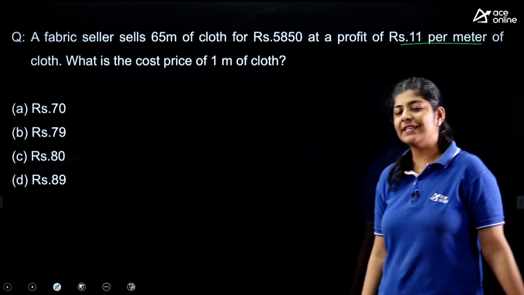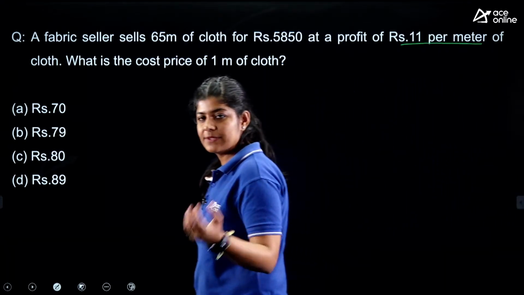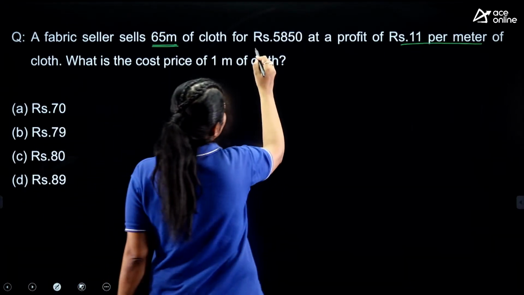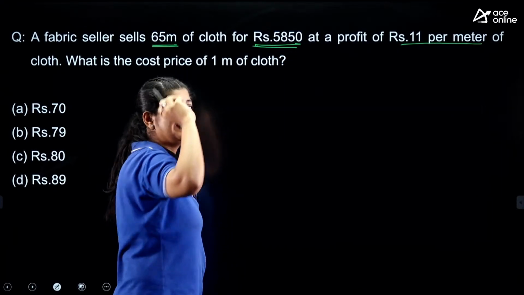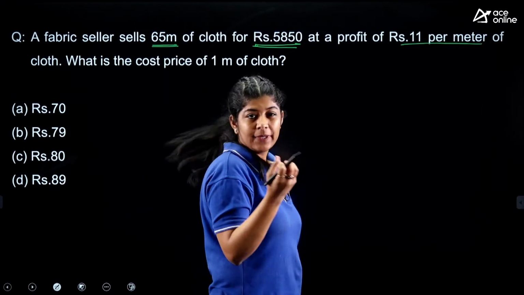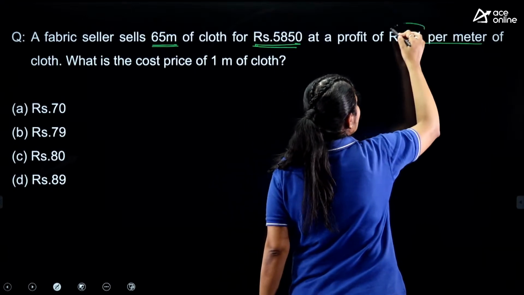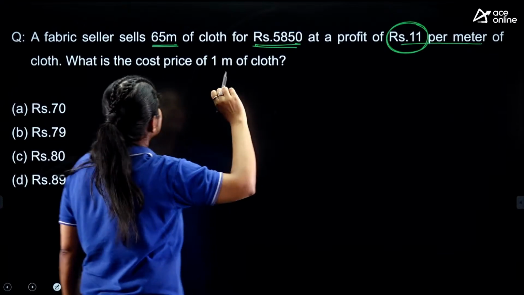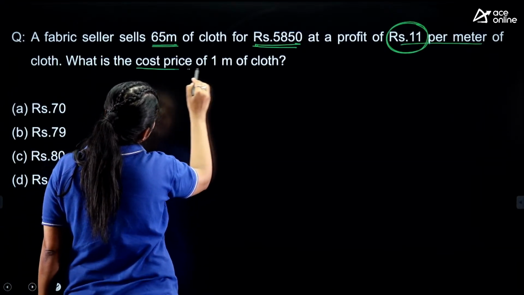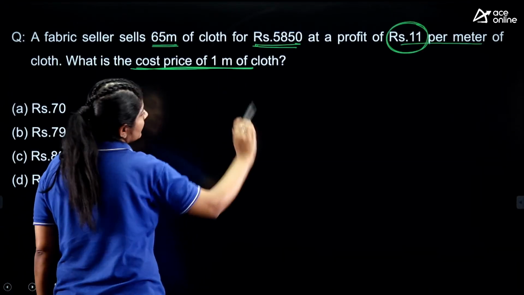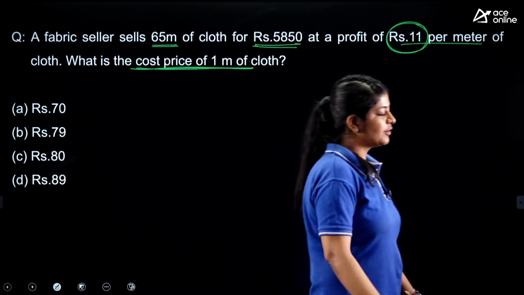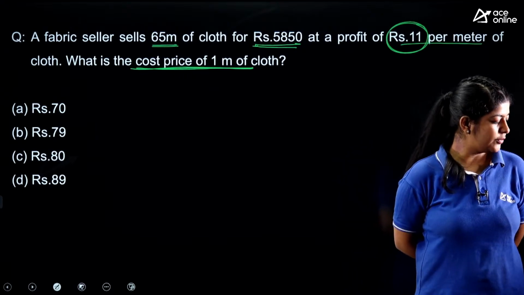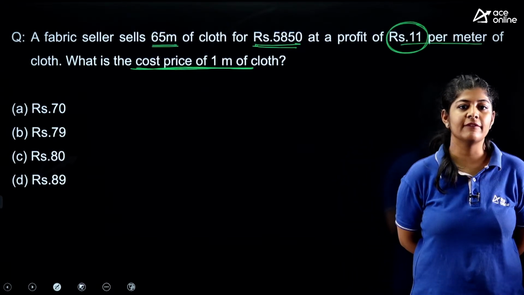Here the question is very simple. The question says that a seller sells 65 meters of cloth for this amount, but on each meter he earns a profit of 11 rupees. With the help of this data, I simply need to figure out the cost price of 1 meter of the cloth. This is a very simple one. All you need to do is divide the values.